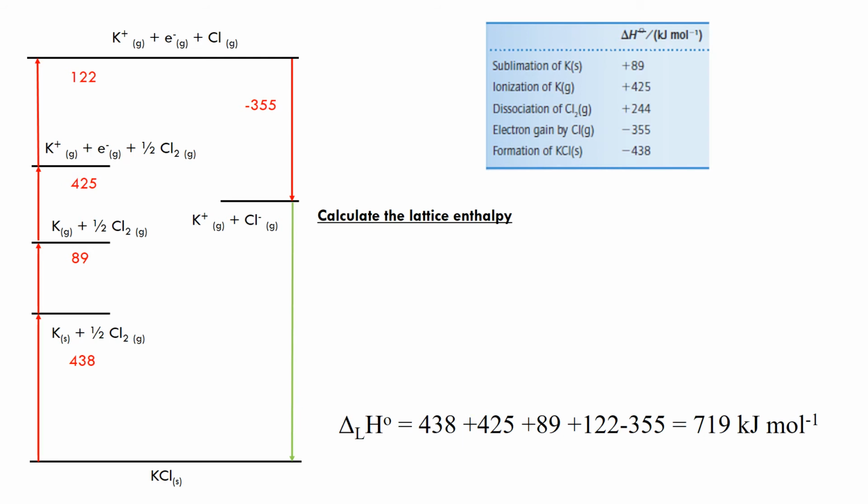So all we've got to do then is follow the arrows around, input the values, and add up the values to calculate the lattice enthalpy. So I take my 438 plus 89 plus 425 plus 122 minus 355, and it gives me the value of 719 kilojoules per mole.